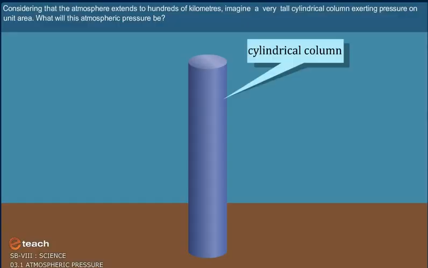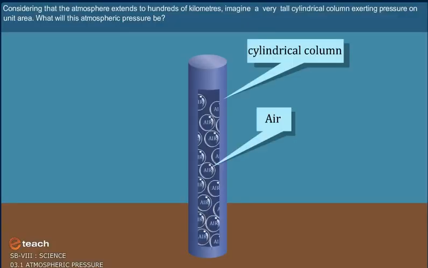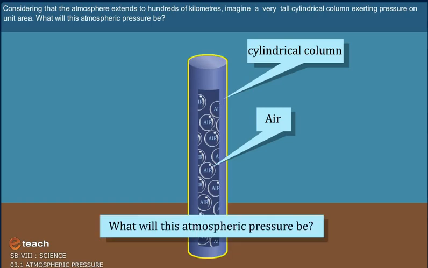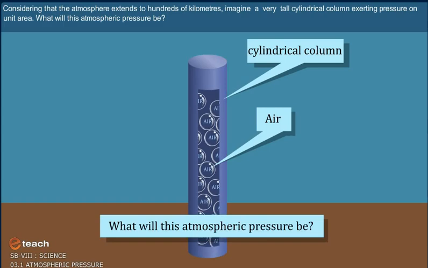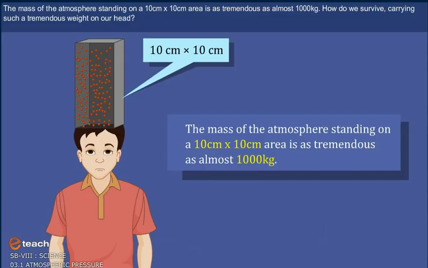Considering that the atmosphere extends to hundreds of kilometers, imagine a very tall cylindrical column exerting pressure on unit area. What will this atmospheric pressure be? The mass of the atmosphere standing on a 10 cm by 10 cm area is as tremendous as almost 1000 kg. How do we survive carrying such a tremendous weight on our head?